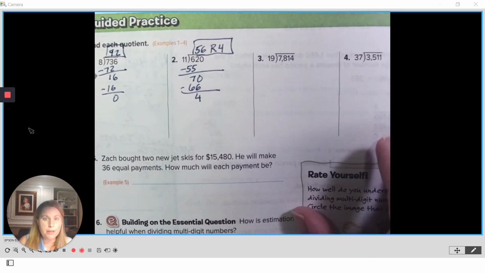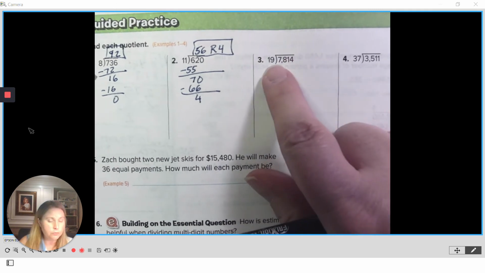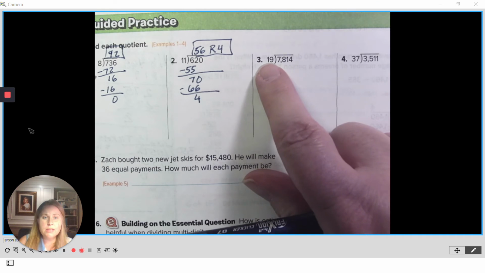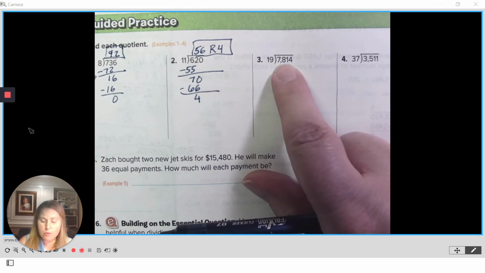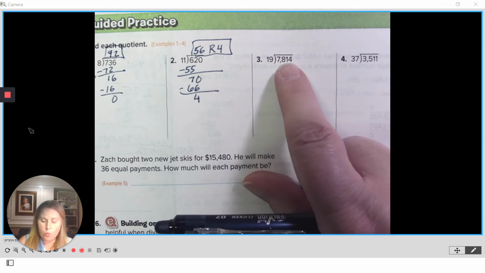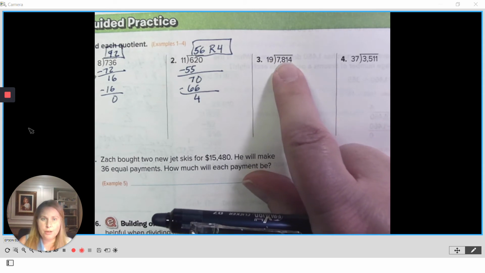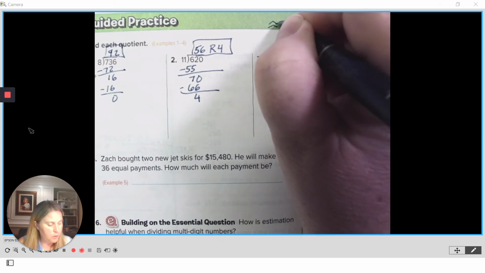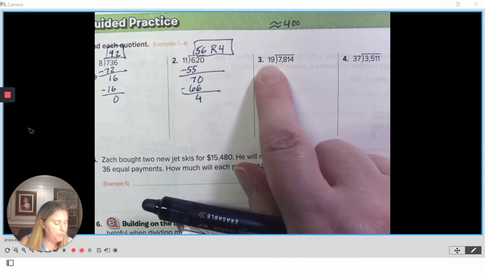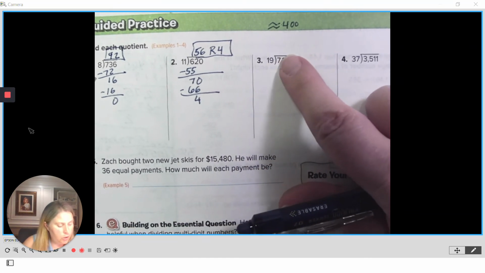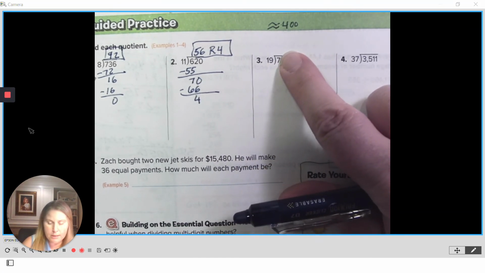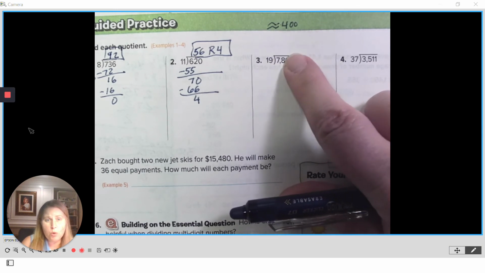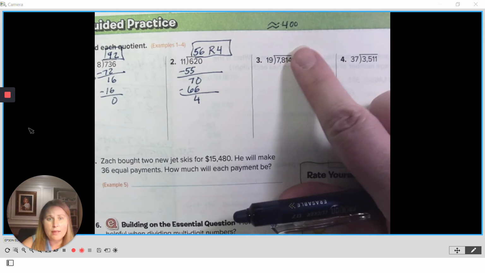Okay, example 3. So I'm going to round this just to get a reasonable answer, check for reasonableness. This is about 20. If I round that up to 8,000, 20 times what will give us 8,000? About 400. Okay, so our answer should be close to 400. Okay, so let's go ahead and see. 19. Does 19 go into 7? No. Does 19 go into 78? Yes. Okay. So if I estimated that as 20, 20, 40, 60, 80, that's going to be about 4 times.